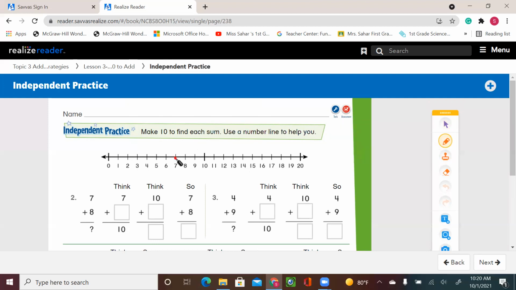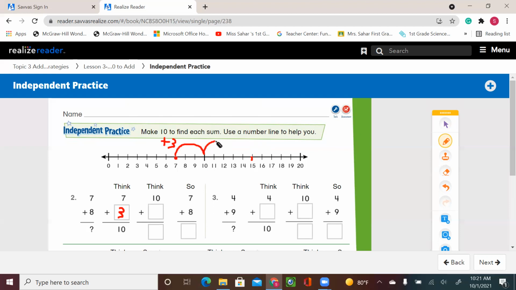All right, this is my 7. Very good. 7 plus 3. 1, 2, 3. I'm going to add here 3. So this is my second addend. I took 3 from the second addend. I took 3 from the 8. So let me put first my 3 here. So now the 8, it's 5. Exactly. So I need to add 5 more. And let's see where I'm going to land. So 1, 2, 3, 4, 5.